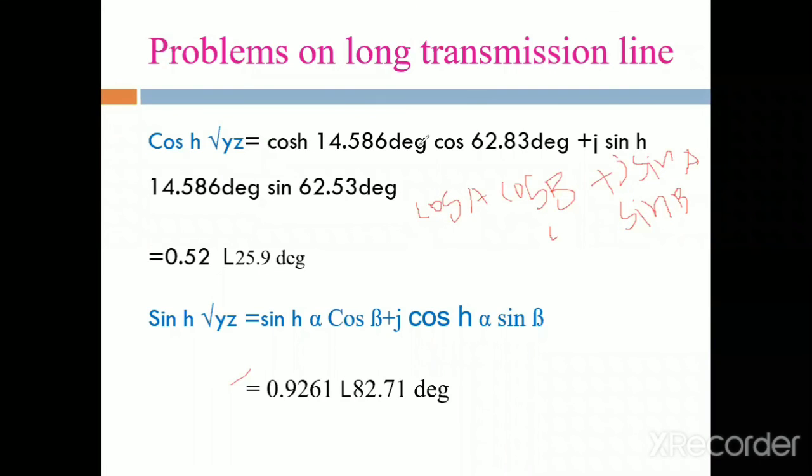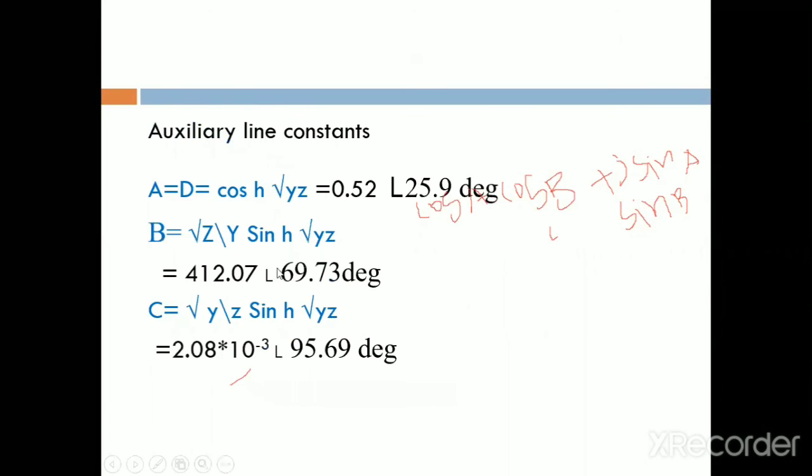Next, we calculate the values for A, B and C. The formula for A is cosh root yz, B is equal to root of z by y times sinh root yz, and C is equal to root of y by z times sinh root yz, where root of z by y is also called Zc, and root of y by z is equal to 1 by Zc. Then we calculate the A, B, C, D values in the case of the real angle method.